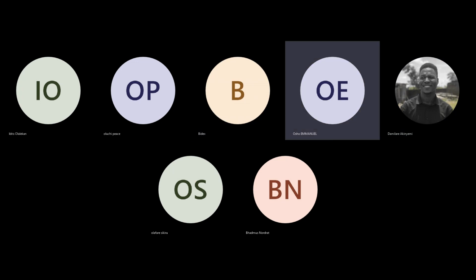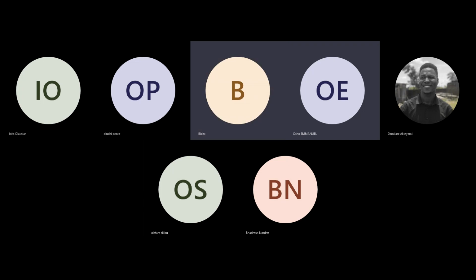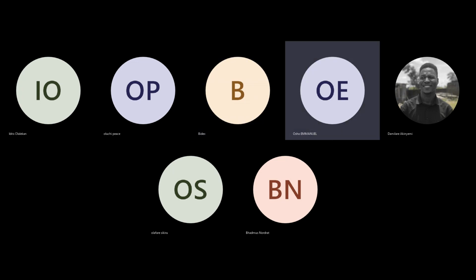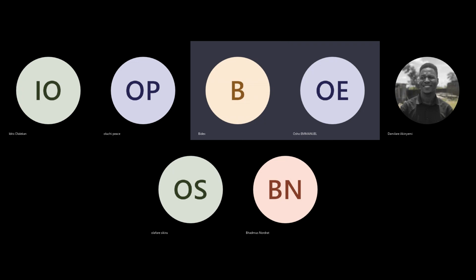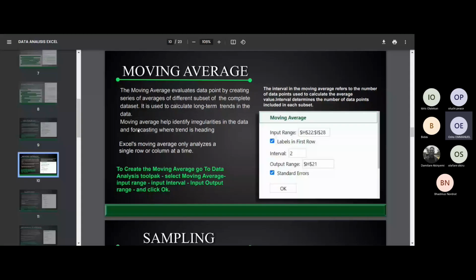Now, what I was doing was moving average. I really hope that you guys already have the slides with you, because I don't want to be coming back to the slide. Now the moving average evaluates data by creating a series of averages of different subsets of the complete data set. It is used to calculate long-term trends in the data to forecast. Moving average helps identify irregularities in the data and forecast where the trend is heading.